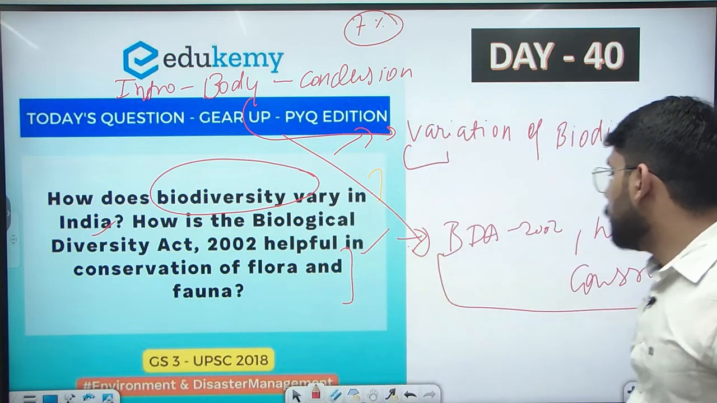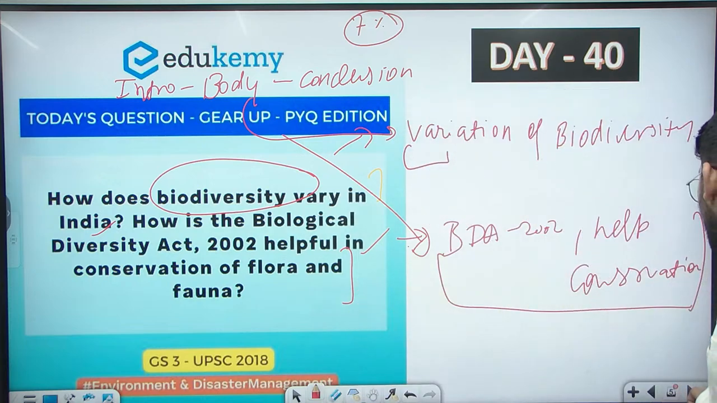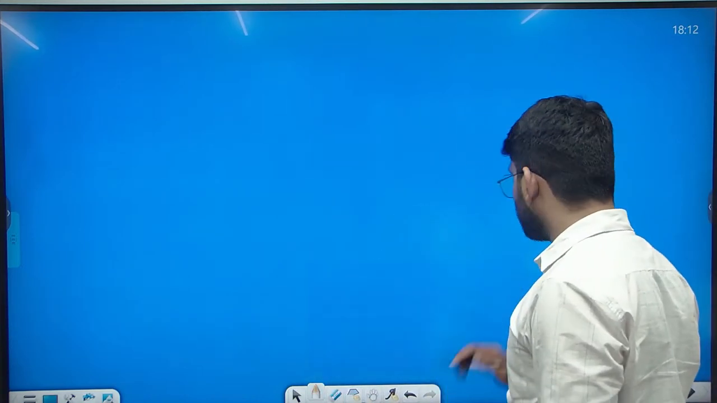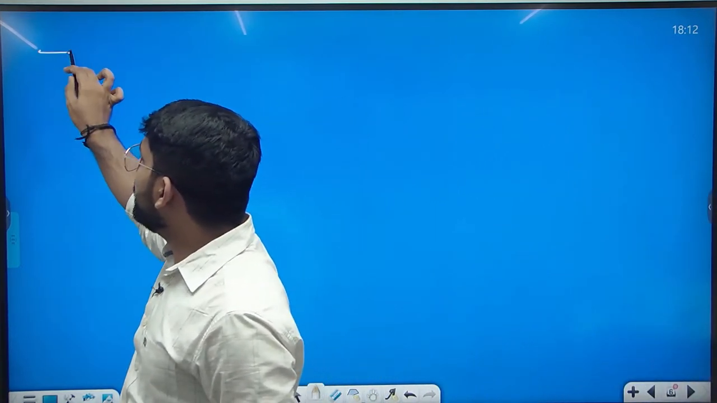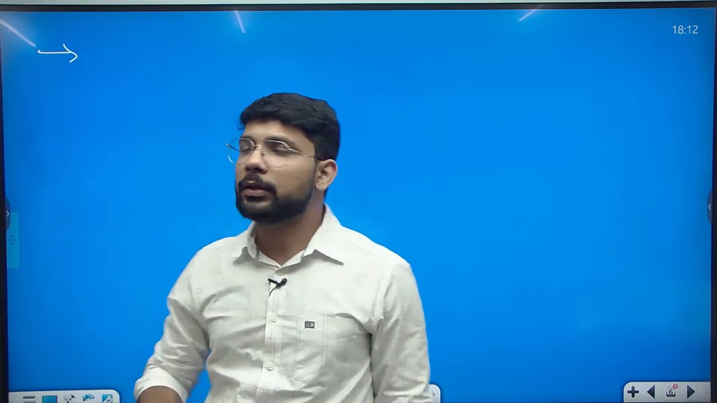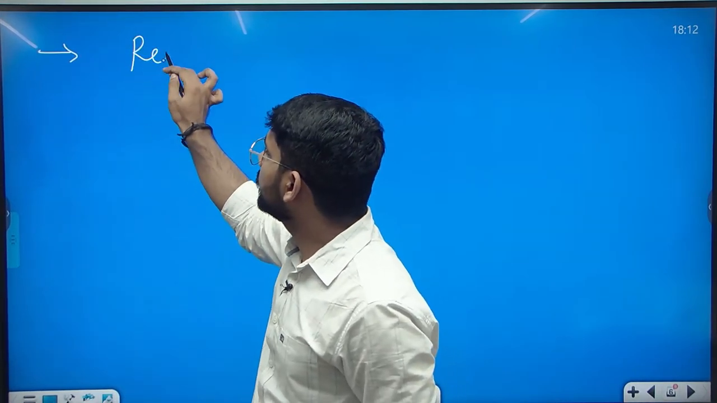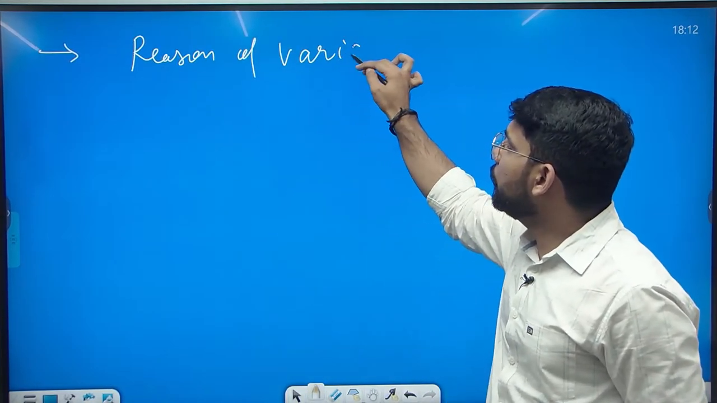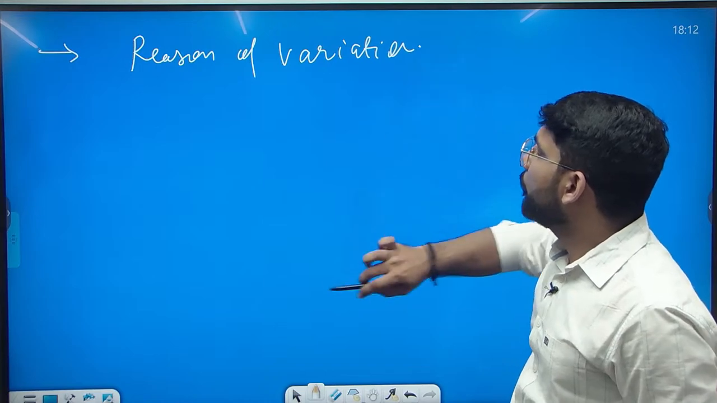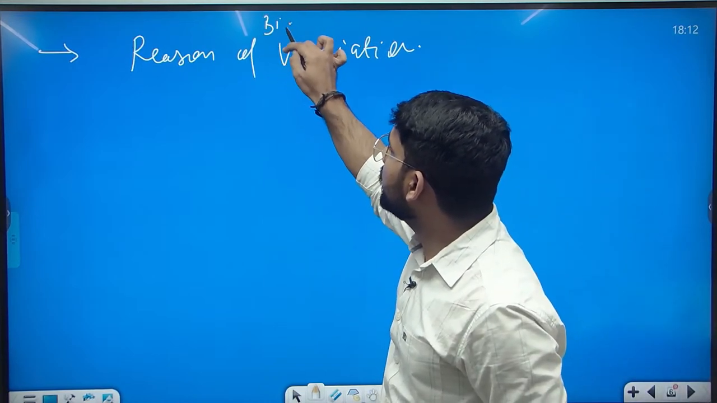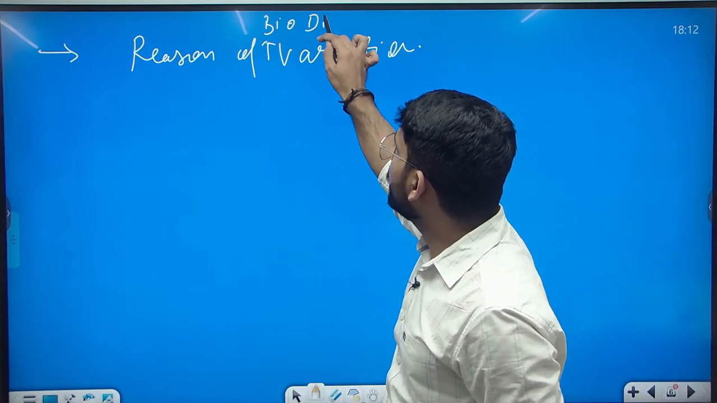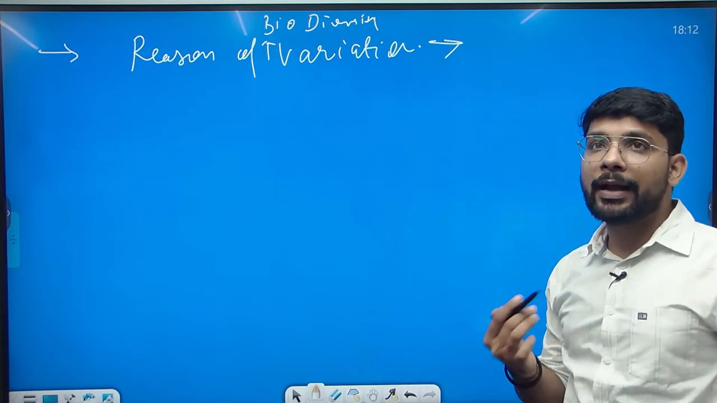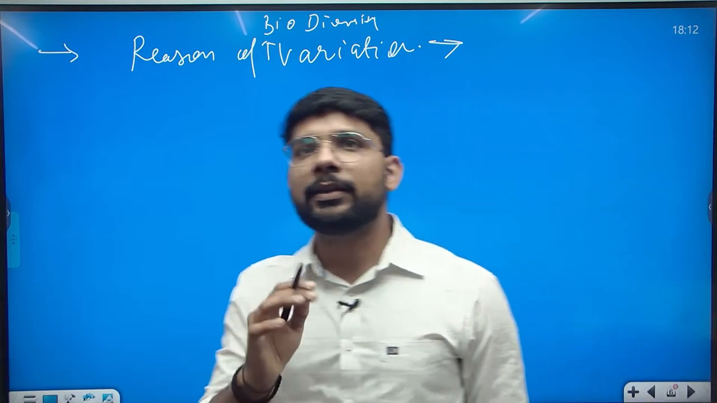Now come to the variation, how this variation occurs. Briefly, we will write about the reasons for variation. What can be the reasons for biodiversity variation in India? Why is there a different kind of flora and fauna at different places?